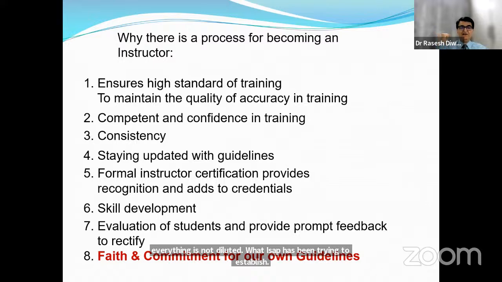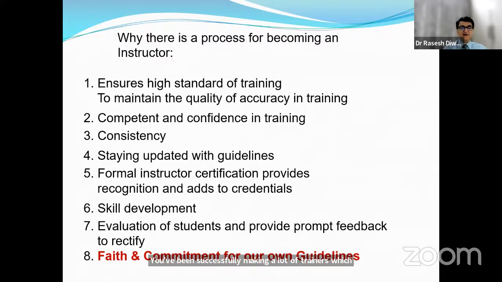Unfortunately, we lost a lot of time in the COVID time where we could not progress well to train more. But last 2 months, we have been successfully making a lot of trainers, which will give the same consistency of training. Simultaneously, all the trainers have to be updated with the guidelines.